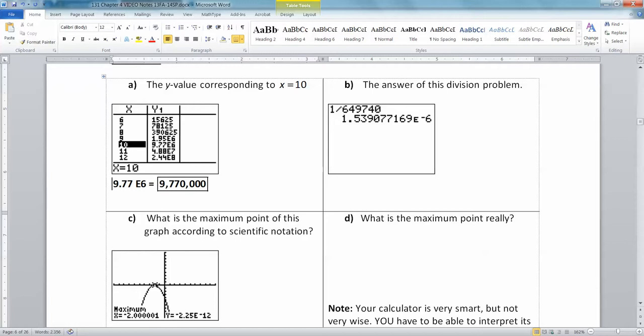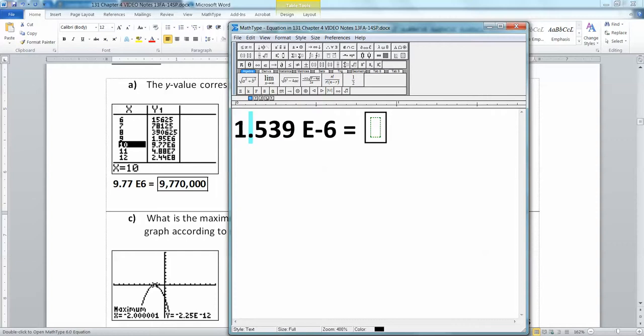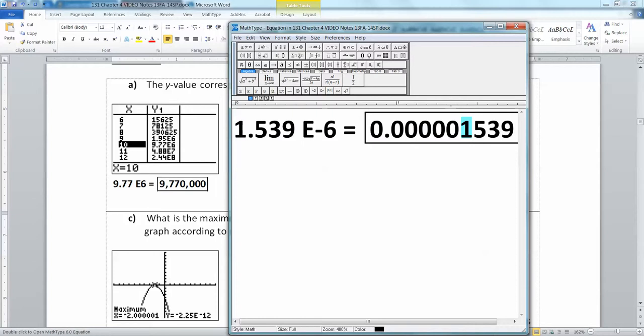All right, what about this problem? So it's 1.539E-6. Let me type that up. There we go. Okay, now I need to move that decimal spot 6 to the left. So, okay, let's see if that counted it right. So 1 spot, 2 spot, 3 spot, 4 spot, 5 spot, 6 spots. There it is. So it was between the 1 and the 5, and now it's 6 moves over to the left. Swoop 6 times. 1, 2, 3, 4, 5, 6, and there it goes.